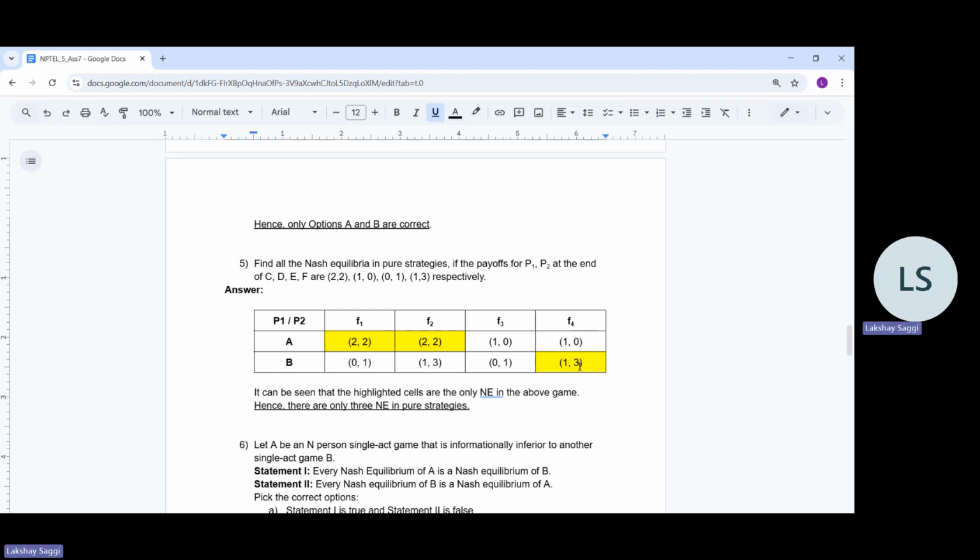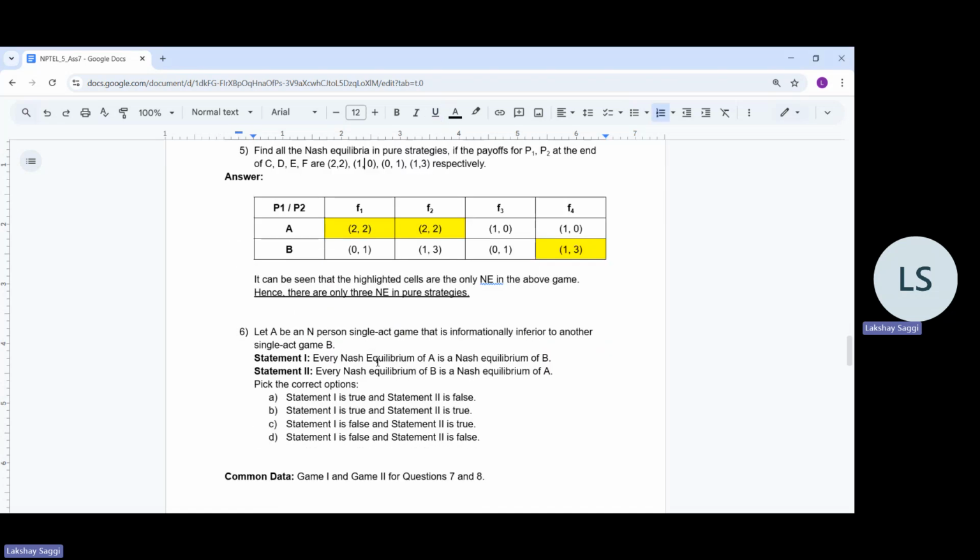Okay, so I hope this is clear to everyone. And this important point of this (1, 3) not being a Nash equilibria, but this (1, 3) being a Nash equilibria. So yeah. Okay. So since we have done this fifth question, now let's move on to the sixth question then.